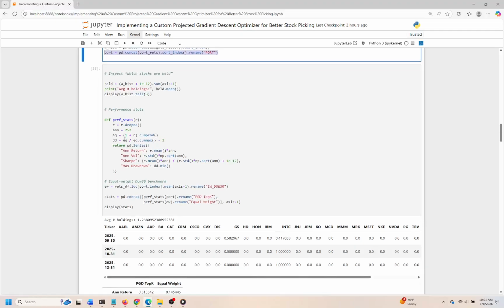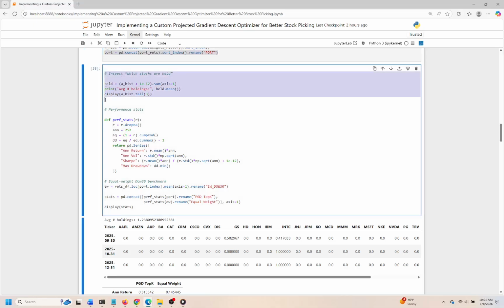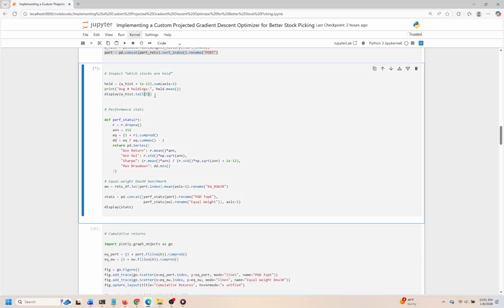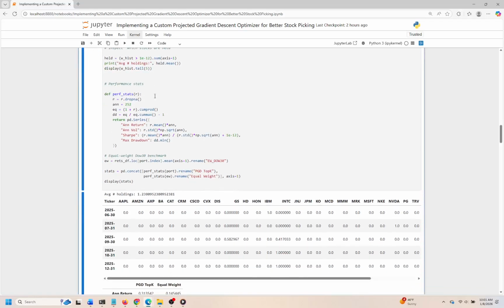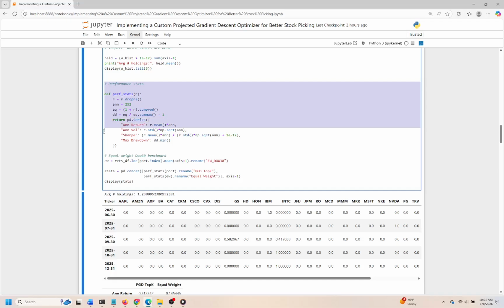Cell 7. In this cell, we're diving into two main tasks. First, examining which stocks are held in the portfolio, and second, calculating performance statistics to evaluate our investment strategy. This dual focus is essential because it gives us insight into our stock allocation while also assessing how well these investments are performing. Initially, we assess how many stocks are actually held in the portfolio by determining which values in WHIST are significant, beyond a small threshold.